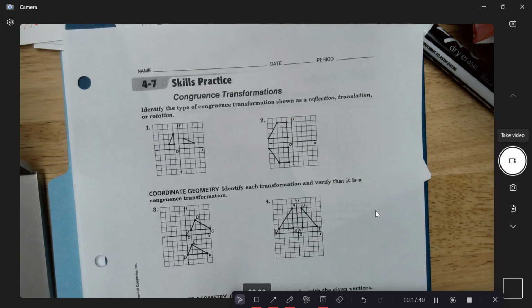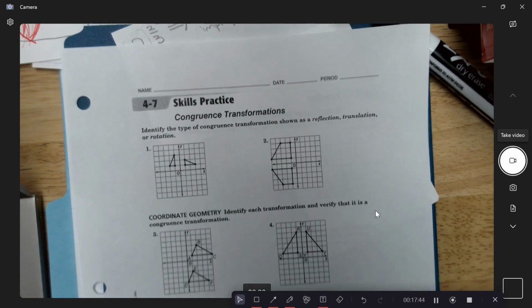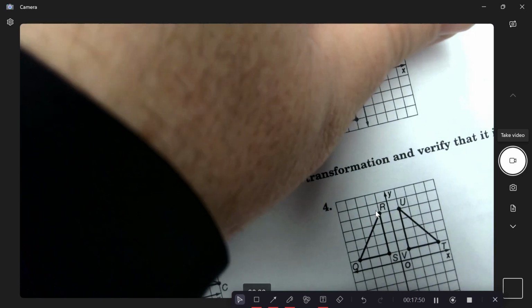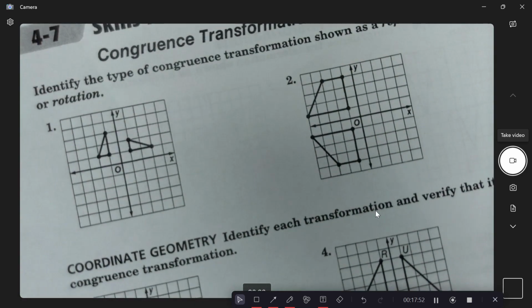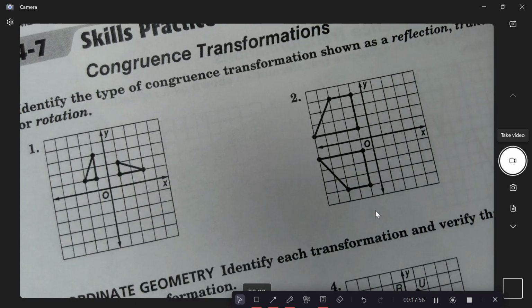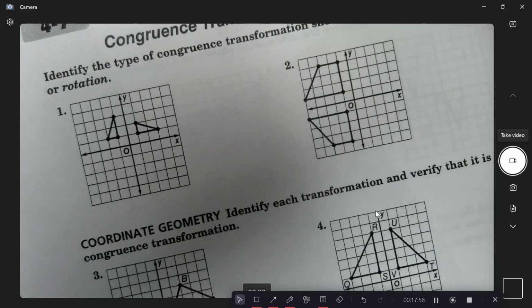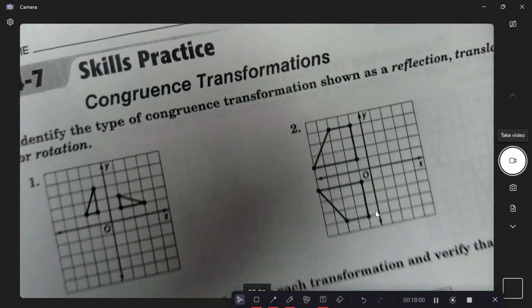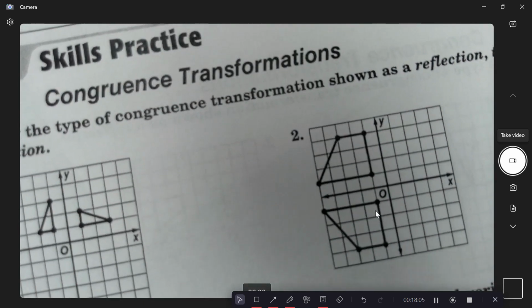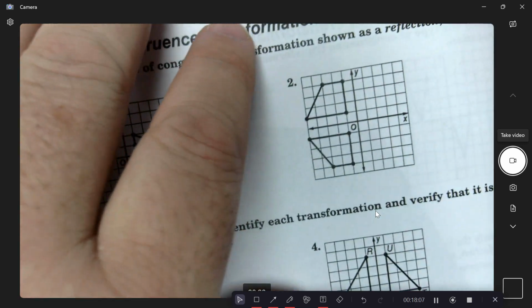So again, the way you're going to figure these out is you're going to look for whether or not it is a reflection, a rotation, or a translation by creating the perpendicular bisectors. Okay.